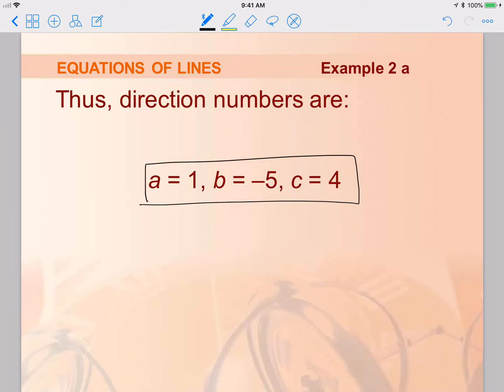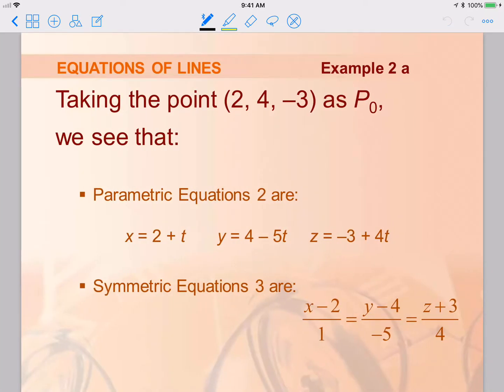So, here's just something to note. Direction number is not a common terminology, but it is something that our textbook uses. It's just a way to describe the numbers that are in your symmetric equation, the denominators in your symmetric equation, because those numbers give you a ratio for the direction that your line is traveling.